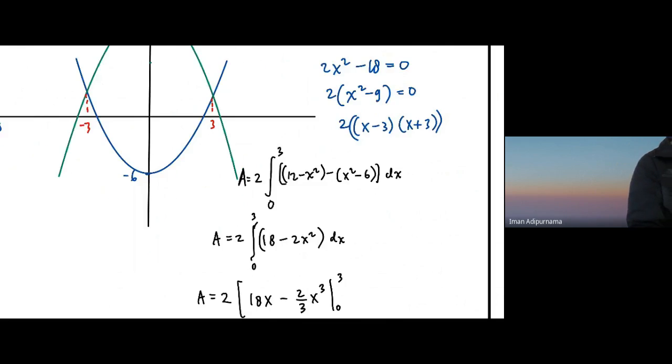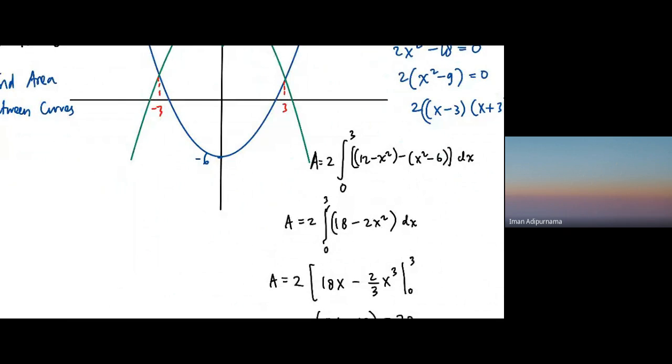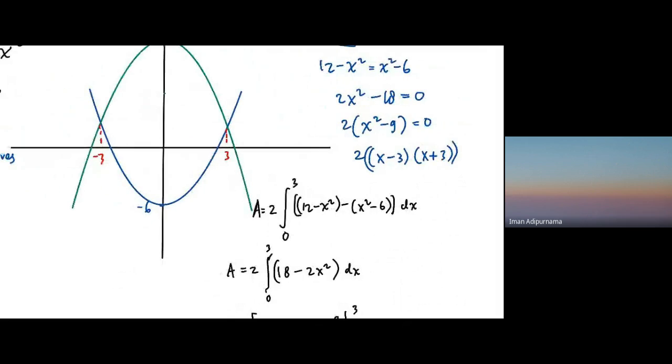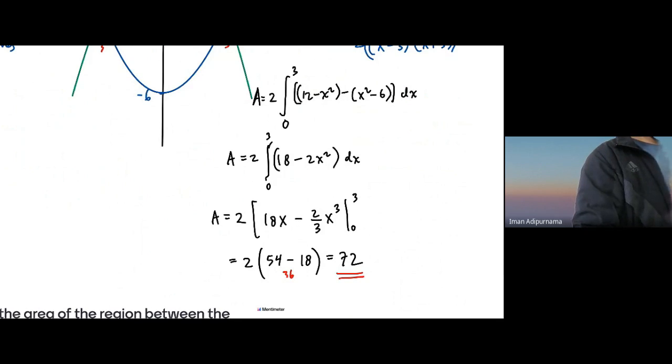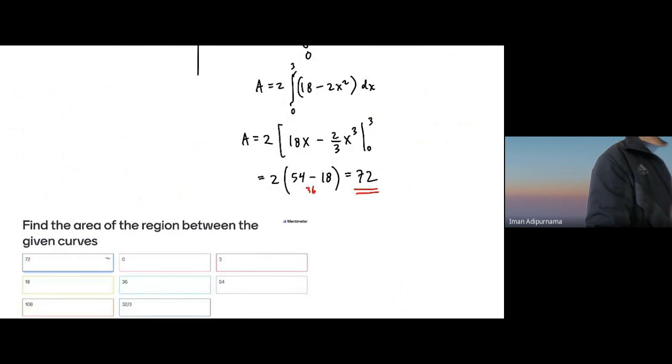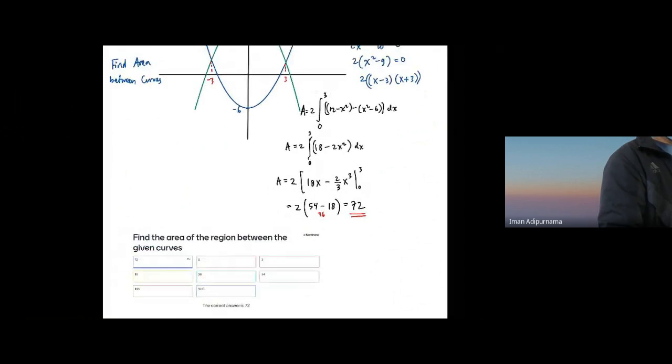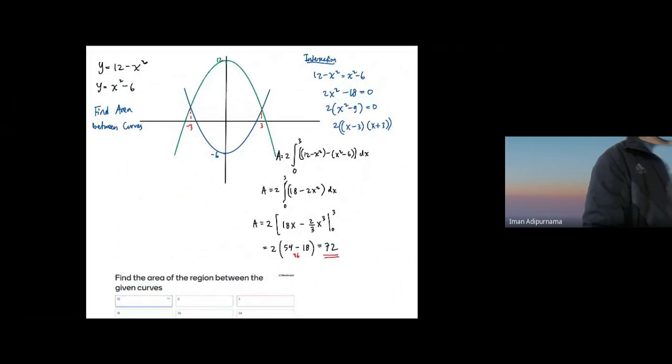And you can check that because it's a parabola, it's symmetrical. You can just make it 2 multiplied by the integration from 0 to 3 to simplify your calculations, and then you get the result of 72. I think you guys did a good job here. A lot of you got the correct answer.